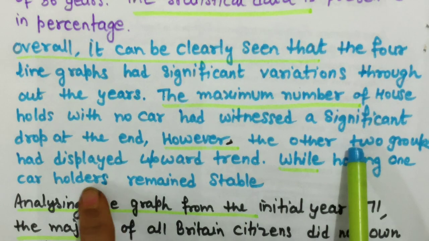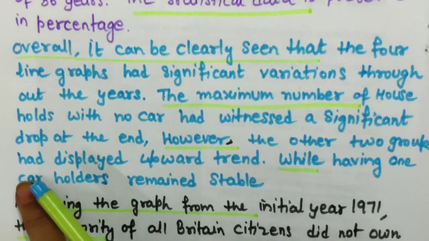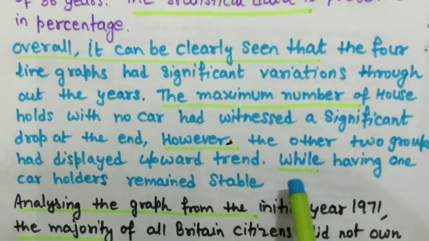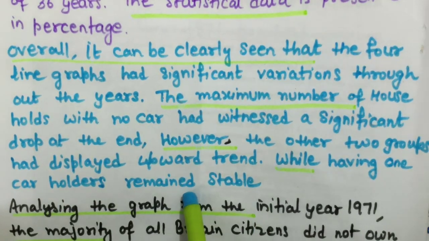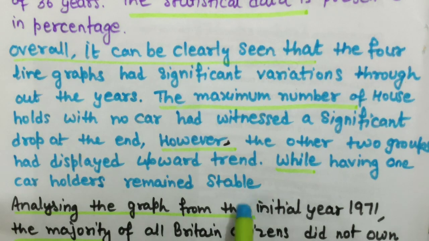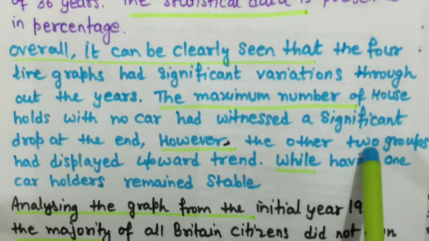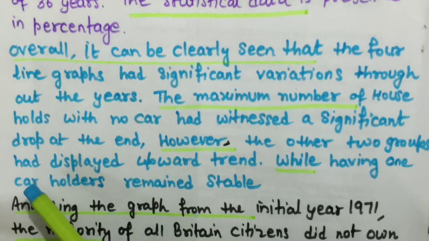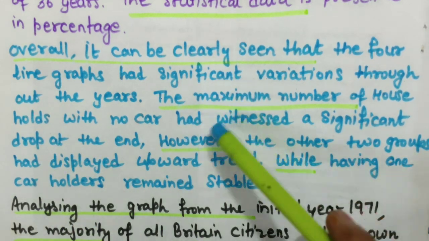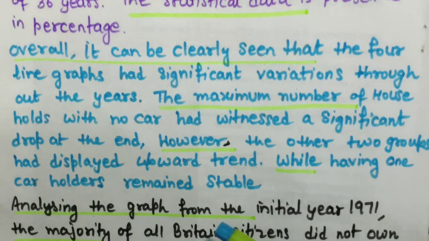Now you should name these 2 groups. I have forgotten to add the names of those groups. While the 1-car holders remained stable. So where I have written two groups, you can write the names of the 2 groups in brackets. Now this is my overall paragraph. Now coming to the main thing, that is the detailed paragraph.